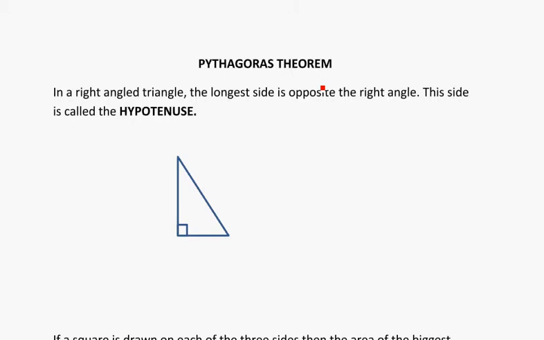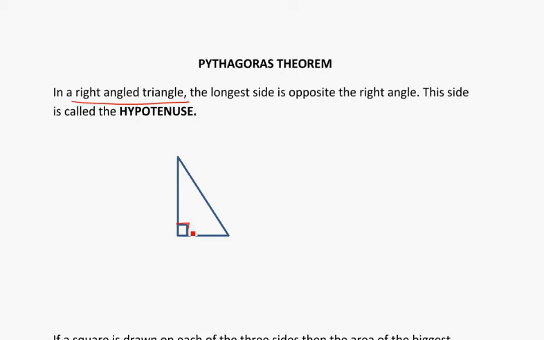Today we're going to learn about Pythagoras' theorem. Pythagoras was a Greek mathematician who made an amazing discovery about a relationship in right-angled triangles. What is a right-angled triangle? How can you tell? A right-angled triangle has a square there, 90 degrees.